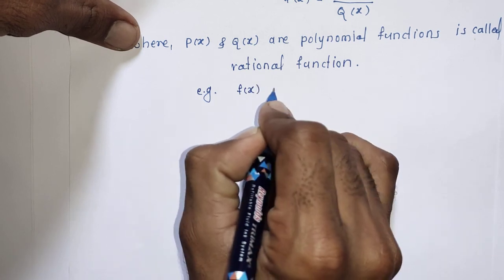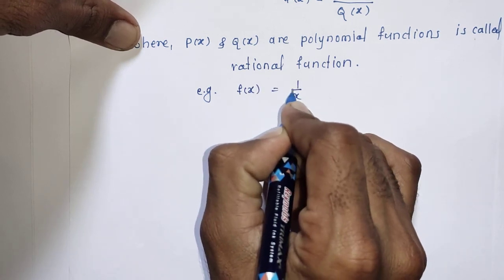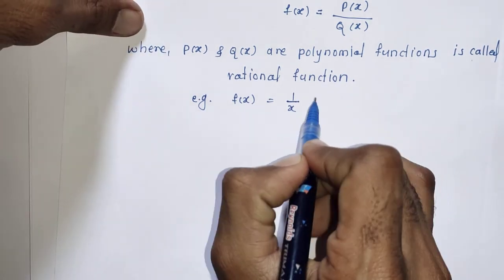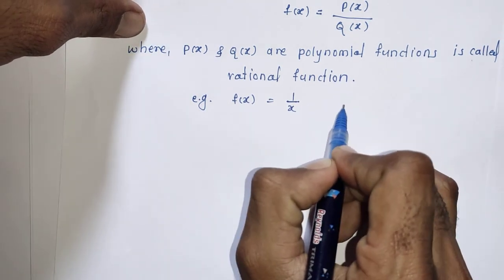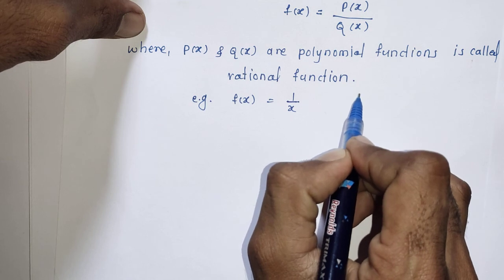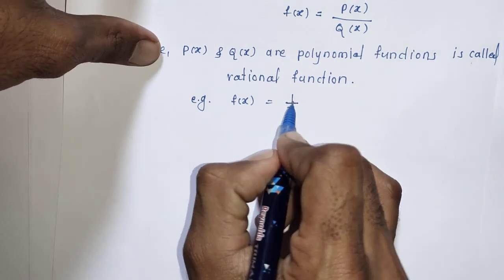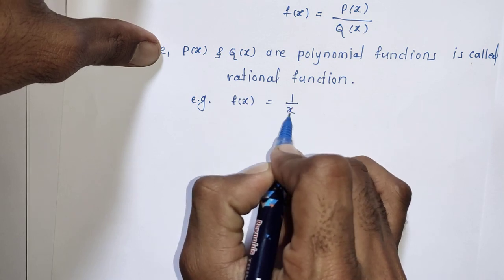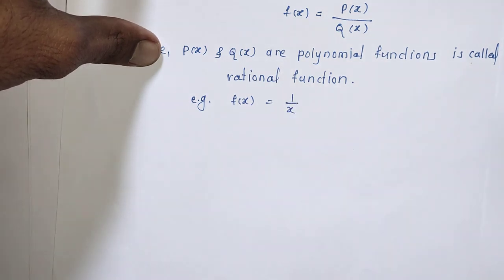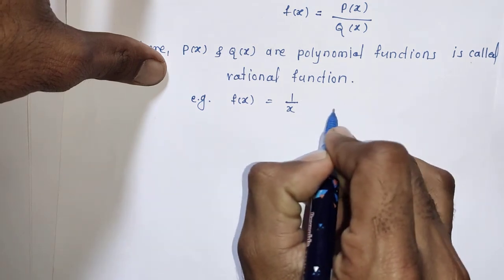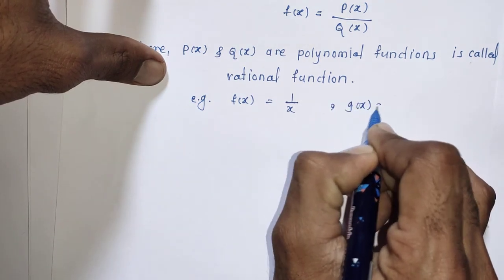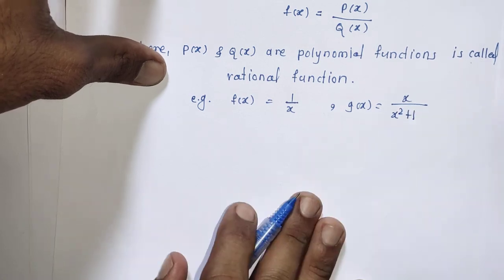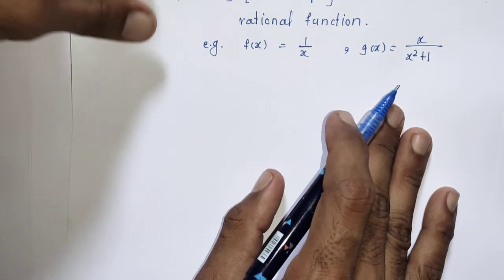Now, if we take one example, suppose f of x is equal to 1 by x. Here 1 is also a polynomial, because we can write it as a naught plus a1 into x with a1 equal to 0. So 1 is a polynomial function, and x is a polynomial function, so their division, 1 upon x, is a rational function. Similarly, suppose g of x is equal to x upon x square plus 1. These are examples of rational functions.